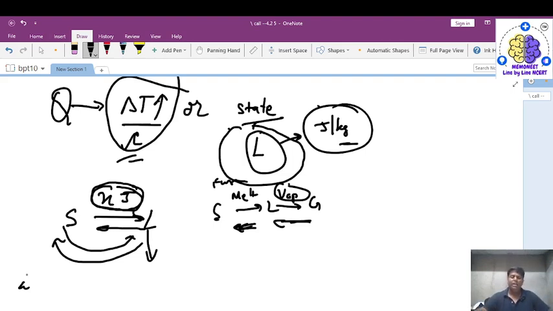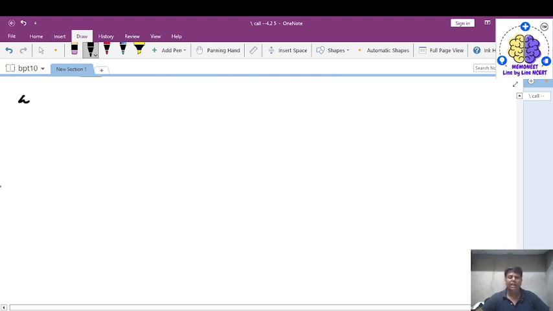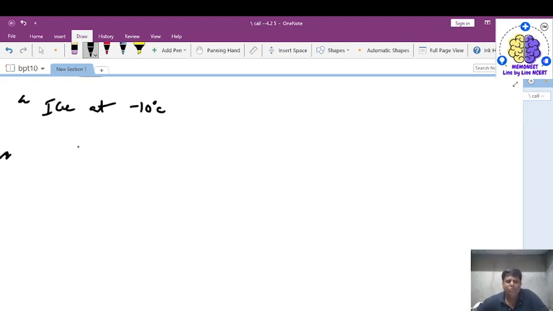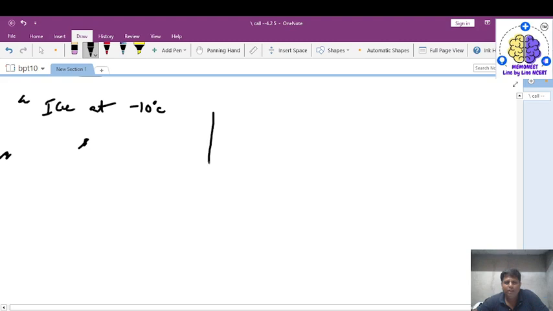Now, let me take an example over here. Suppose I have ice at minus 10 degrees centigrade, and I'm supplying heat to it. Let me represent it with the help of a diagram. What will happen? See, this y-axis is showing you temperature, right? And the x-axis is showing you the amount of heat supplied.